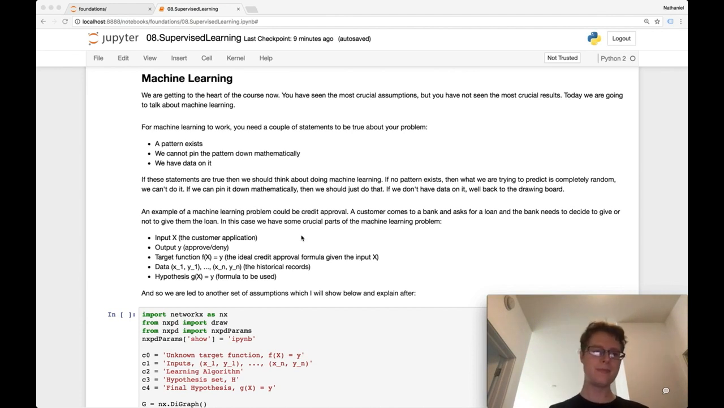But okay, so now we're ready to do machine learning. Well, fortunately for you, I've gone ahead and I've decomposed the machine learning problem down into a couple of constituent parts.